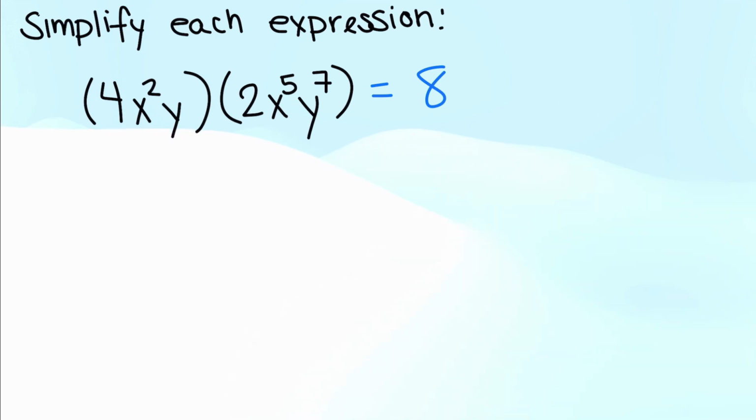In fact, with multiplication, we can multiply in any order we want. So we start by just doing 4 times 2 is 8. Then I take x squared times x to the 5th. It's a product, so we add the exponents, and that gives me x to the 7th. Finally, I have a y to the 1 times y to the 7. Add the exponents, that gives me y to the 8. And that's my final answer.